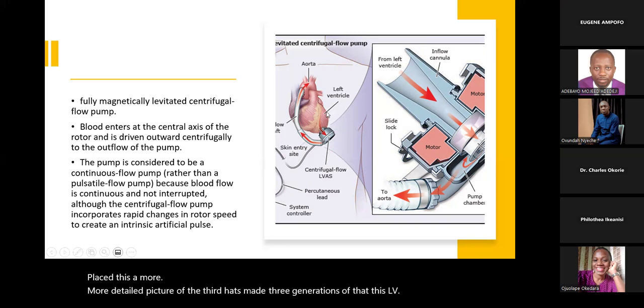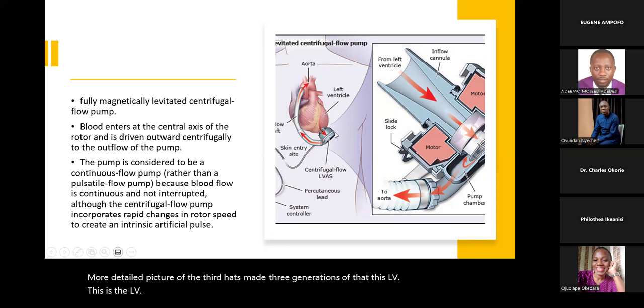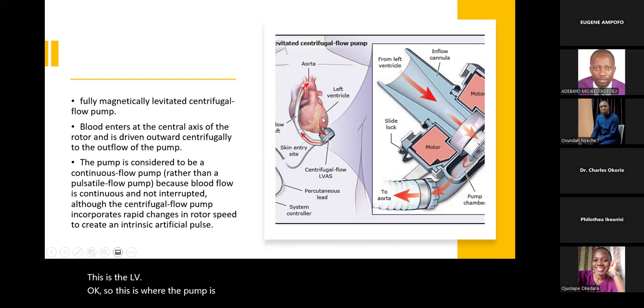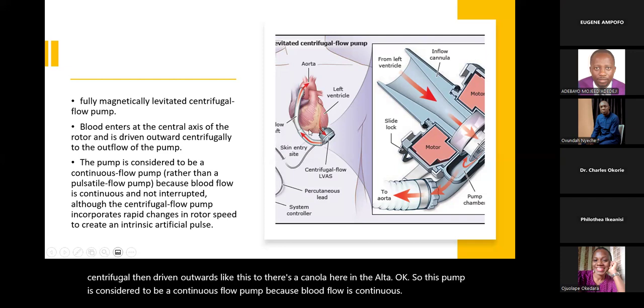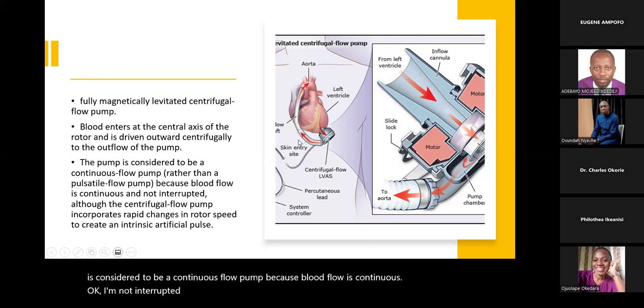This is the LV. So this is where the pump is. Blood enters there, and the blood is driven outwards, spun centrifugally, then driven outwards like this. There's a cannula here in the aorta. This pump is considered a continuous flow pump because blood flow is continuous and not interrupted. Although, this pump has rapid changes in rotor speed that will create an intrinsic artificial pulse. This is what the previous one doesn't have.